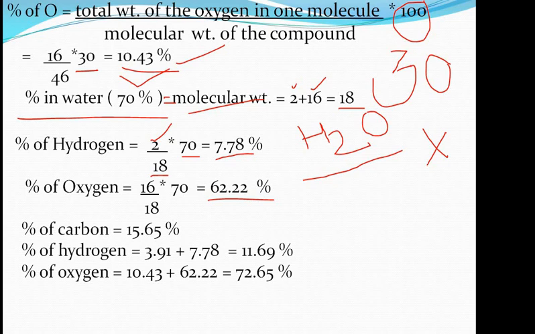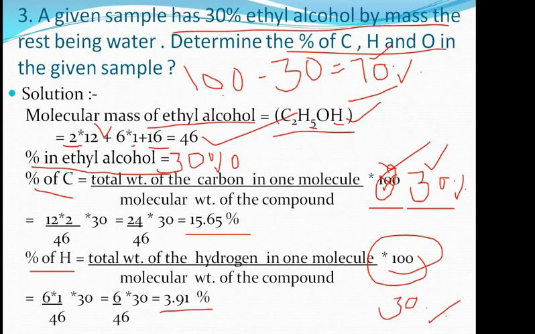ठीक है, now calculating its answer. Now the percentage of carbon is 15.65%. Percentage of hydrogen. Now in the question he wants to calculate the total percentage of the carbon, hydrogen and oxygen in the given sample.